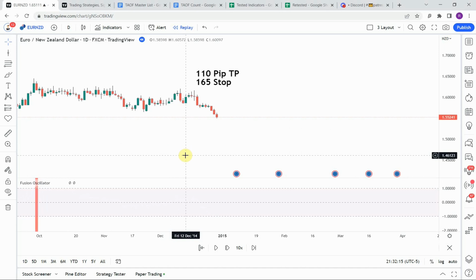Today we will be testing the Fusion Oscillator indicator.